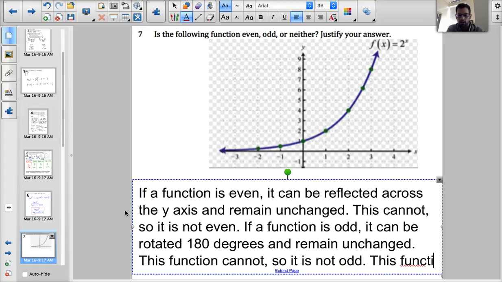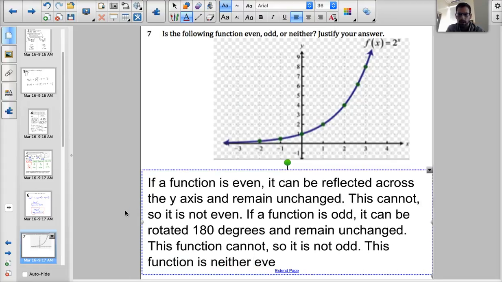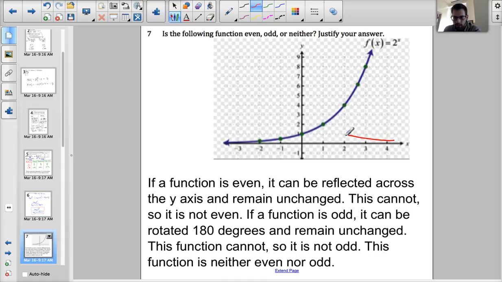This function is neither even nor odd. It's not even, it's not odd. Let's make sure that's right, because I'm just imagining here, right? If I reflected this over the y-axis, it would look something like that, and that's not the same function. And if I rotated it upside down, it would look something like that, and that's not the same function. So it's not even, it's not odd.